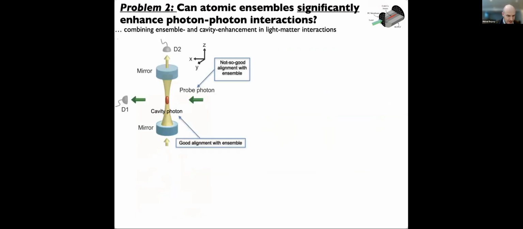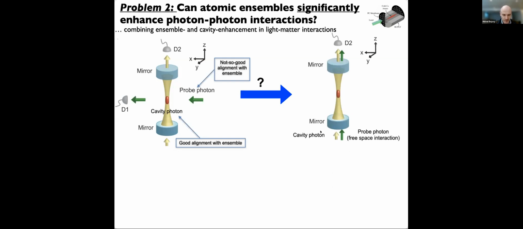However, the challenge there is that one of the photons in this case is very well aligned with the ensemble, so it interacts with the ensemble very well, the one that's aligned with the elongated axis of the ensemble. But in their experiment, the second photon was not so well aligned with the ensemble. So what we are hoping to achieve is to create a system where both of your photons are well aligned with the atomic ensemble.